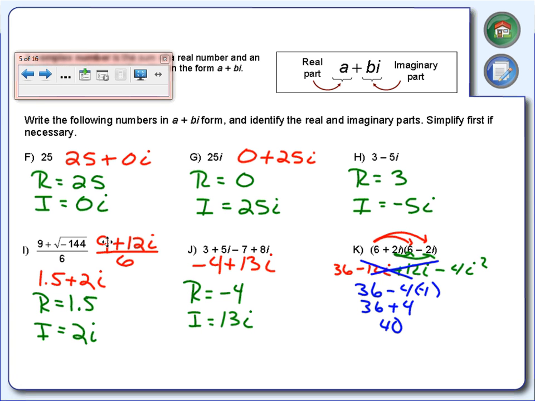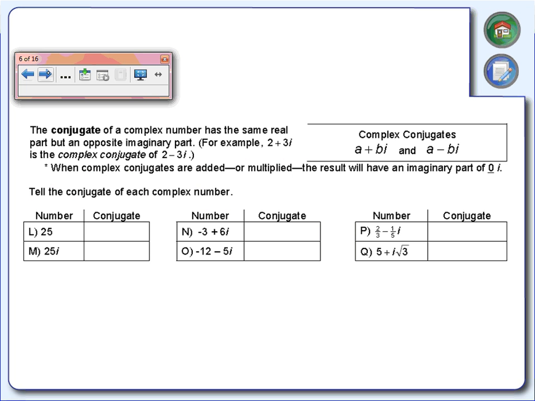But remember, we are going to write it as a complex number. So what's the complex number going to be? 40 plus 0i. So let's do the real and the imaginary. The real part is the 40. 0i is the imaginary part. All right, so that's a little quick lesson on how to work with the complex numbers. Let's keep moving here.